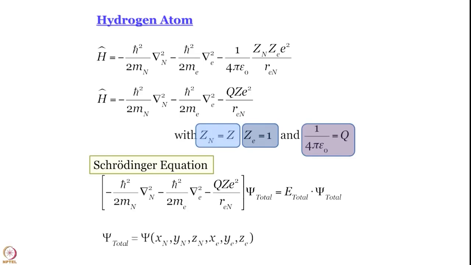So, the psi total, I hope is not very difficult to understand, is a function of 6 coordinates, xn, yn, zn, xe, ye, ze. It is not enough to specify just the coordinates of electron or just the coordinates of nucleus. You need to know both because you need to understand the interaction between the electron and the nucleus when talking about potential energy. So, psi total is really a function of 6 coordinates, 2 pairs of xyz coordinates, one for the nucleus, one for the electron.